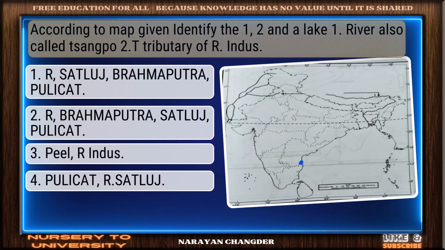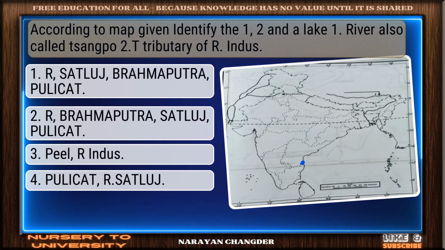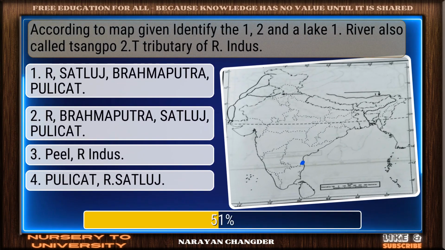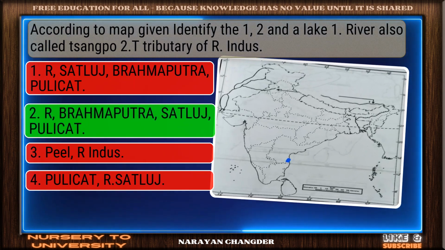Question number 2. According to the map given, identify the 1, 2 and a lake. 1 is a river, also called Tsangpo. 2 is a tributary of R. Indus. Bravo. R. Brahmaputra, Satluj, Pulicat is the answer.